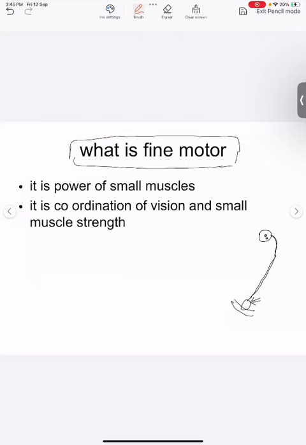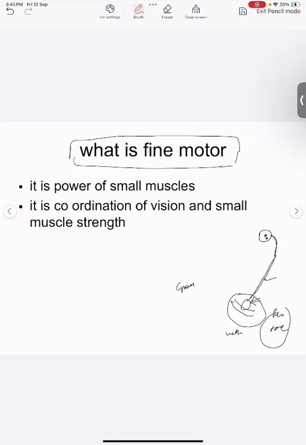So when you want to assess the power and the coordination of the large muscles, that is your gross motor assessment. And when you want to assess the power and the coordination of the nerves and the small muscles, like the intrinsic muscles of the hand, muscles of your fingers, muscles of your toes, that would go with the fine motor assessment. Okay. So what is fine motor?